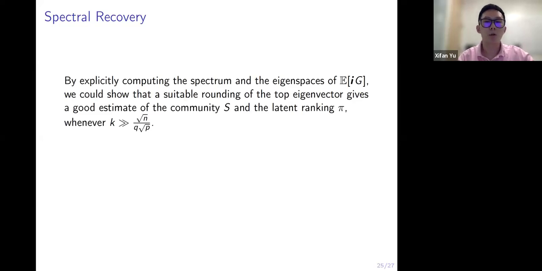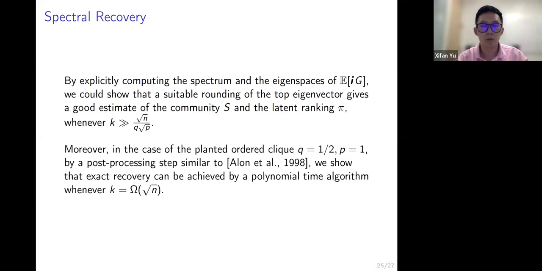So by explicitly computing the spectrum and eigenspaces of this deterministic matrix, we could show that a suitable rounding of the top eigenvector gives a good estimate of the community S and the latent ranking pi whenever k is above this computational threshold. Moreover, in the case of the planted ordered clique, by an additional post-processing step similar to the planted clique situation, we can show that exact recovery can be achieved by a polynomial algorithm whenever k is at least some constant times square root of n.